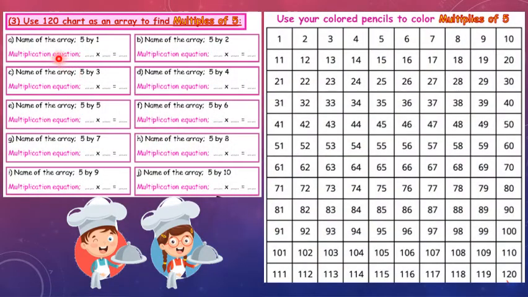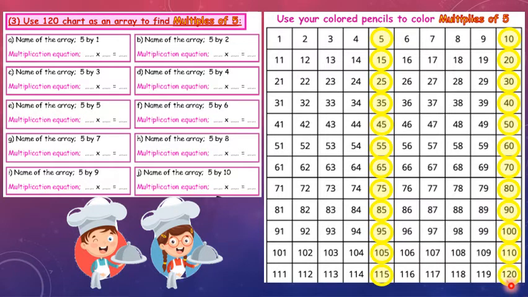Here we use our 120 chart as an array to find our multiples of 5. To fill all of these multiples of 5, we can use our 120 chart. What did you notice? If I count by 5 on the 120 chart, we will reach 5, 10, 15, 20, 25, 30, 35, 40, 45, 50, 55, 60, and so on until you reach 120.